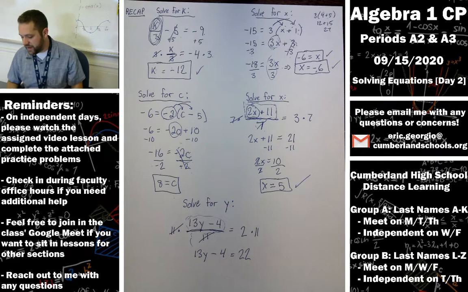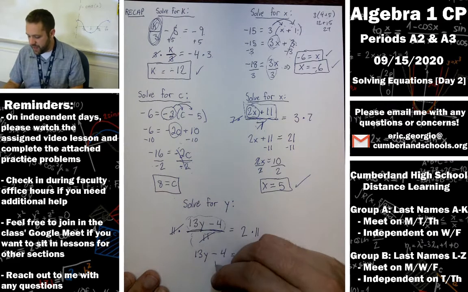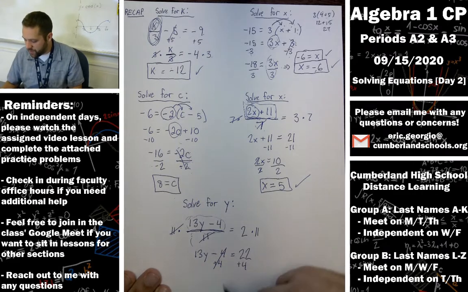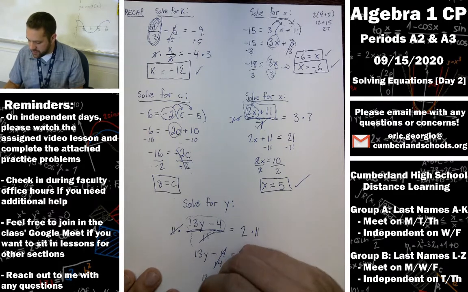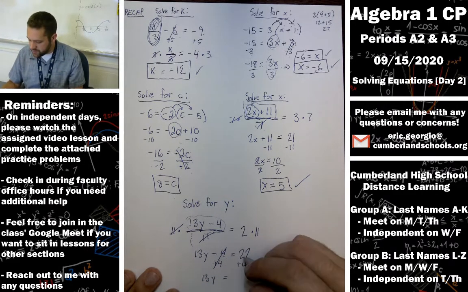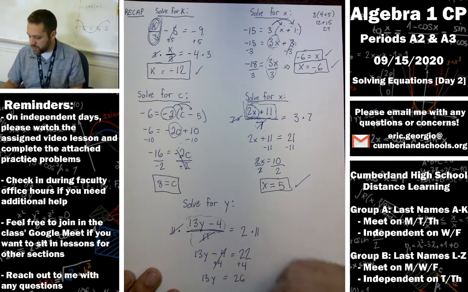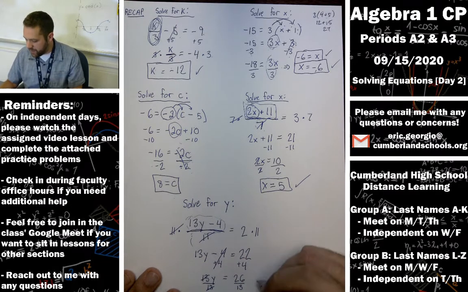From there, I can get the 13y by itself. Add 4 to this side, add 4. The add 4 is going to cancel out the minus 4. Gets me now to 13y, which is equal to 22 plus 4, which is 26. And last but most certainly not least, I can divide by 13 to undo that multiplication there. Divide by 13 on the right as well. We get down to y equals 2.